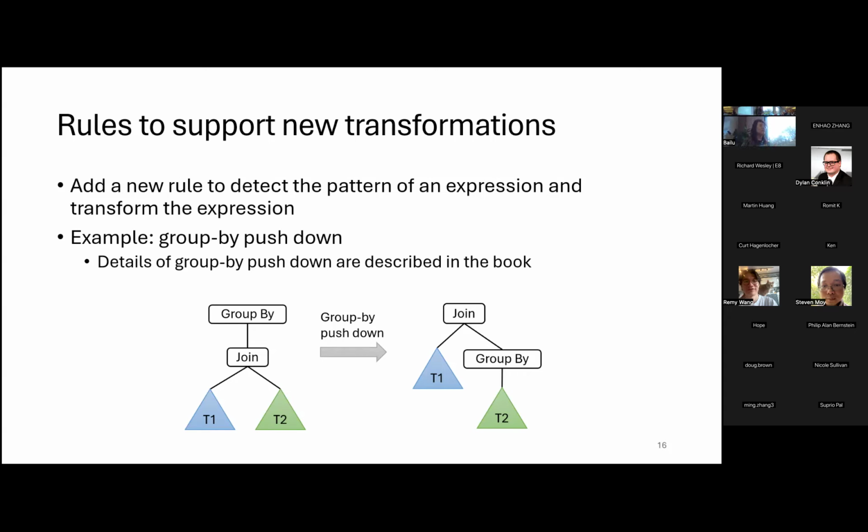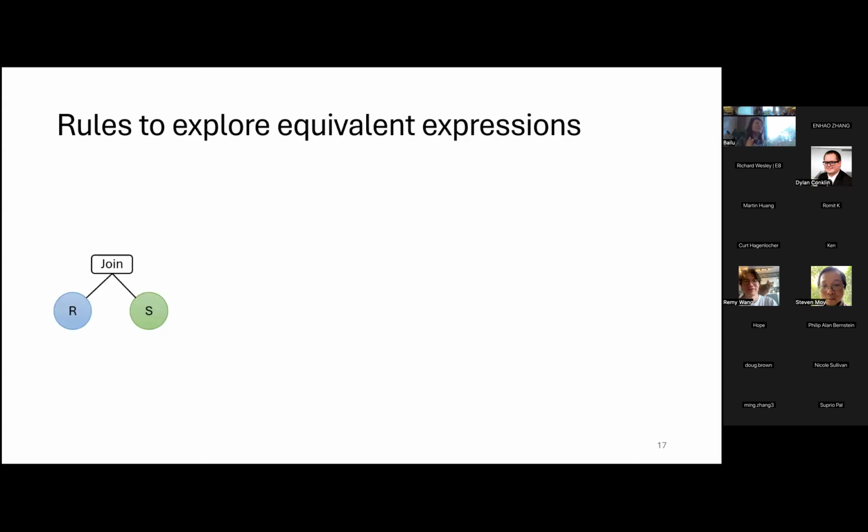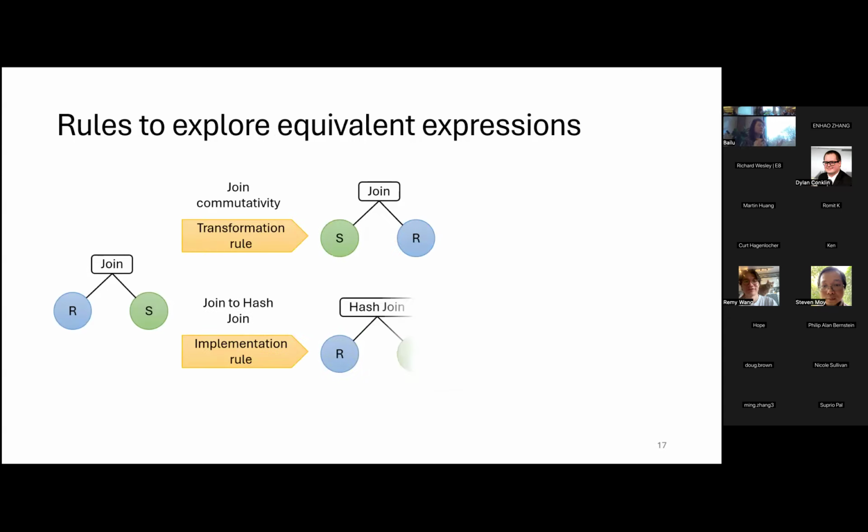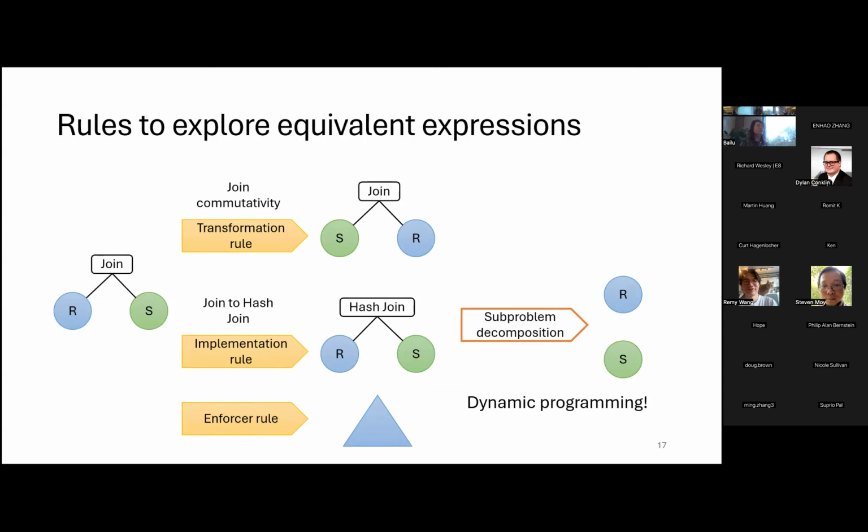Okay, so with these rules, how do we explore all the equivalent expressions? If we start with this join of R and S, with the three classes of rules, we are going to derive different kinds of expressions that are equivalent to this expression. In addition, for the hash join, we can further decompose the best plan for the hash join of R and S as the root physical operator plus the best plans of the child expressions. In that case, we are doing the same subproblem decomposition, very similar to what System R does for join order enumeration. And we can also use dynamic programming in this case.